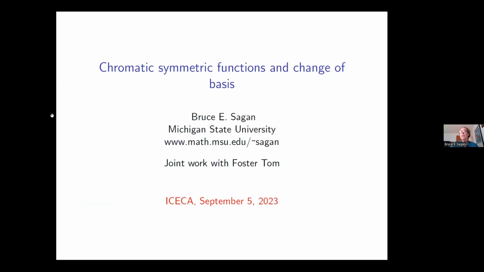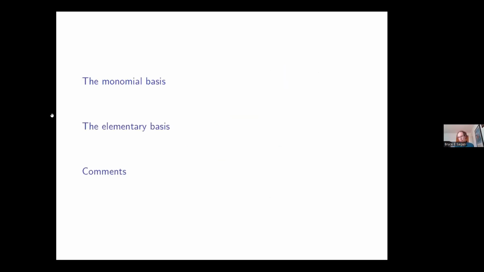And the big message of this talk, which I hope you take away, if you take away nothing else, is that if you want to work with the chromatic symmetric function in a particular basis, it may actually be easier to express it in a different basis where you have more control and then do a basis change. That's the big idea. And here's an outline of the talk.